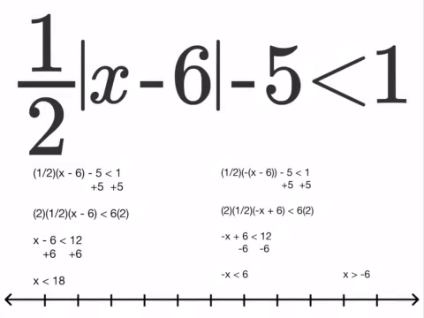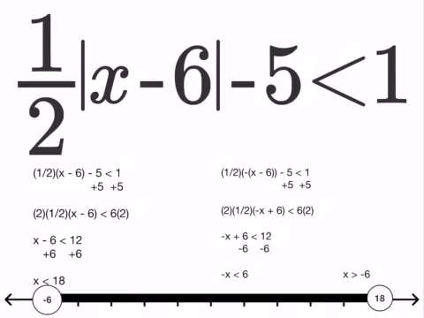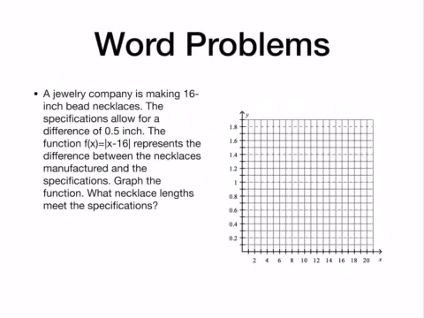Because the lowest value ends up being negative 6 and x is greater than that, but x is less than our highest value, what we end up doing is we actually connect the dots. But remember, the circles will be open because we are not actually including those two numbers. Now we have a couple word problems to go over.